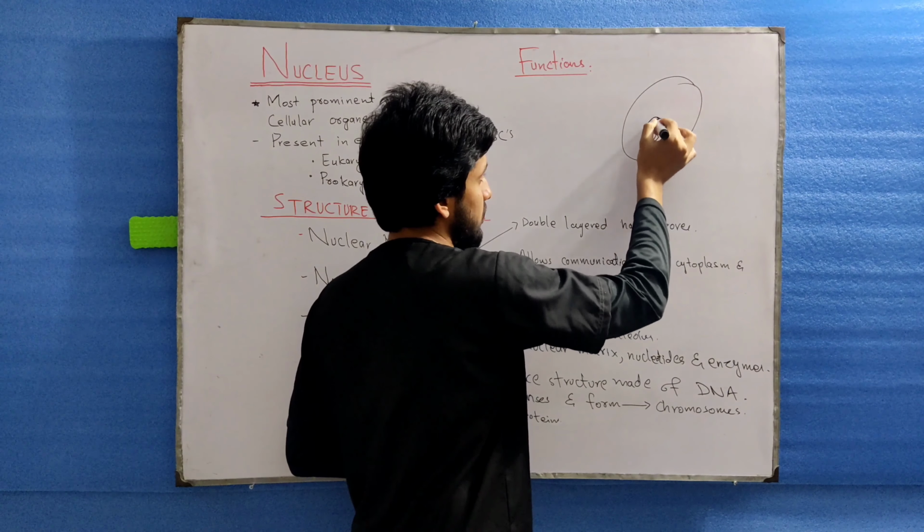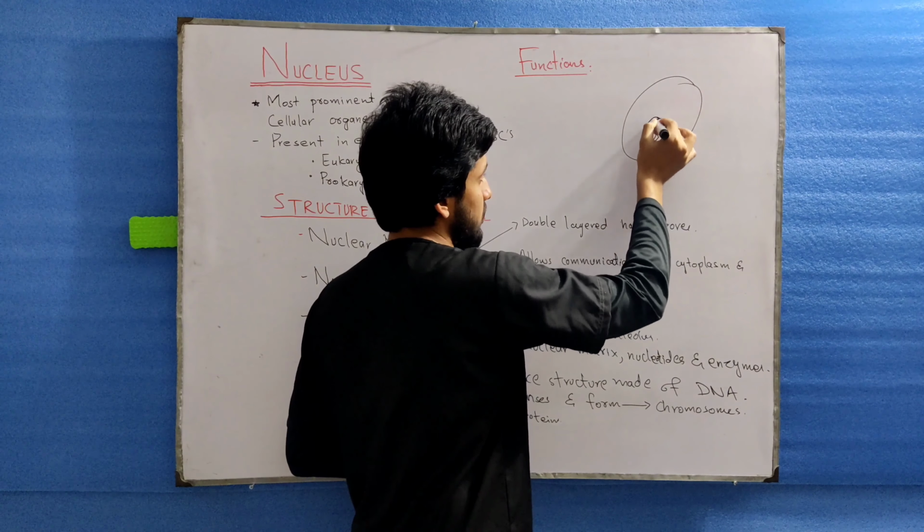There is a space present between these two layers of the nuclear membrane. This is called the perinuclear space. This is all about the nuclear membrane. The nuclear membrane allows the exchange of material between the nucleoplasm and the cytoplasm.